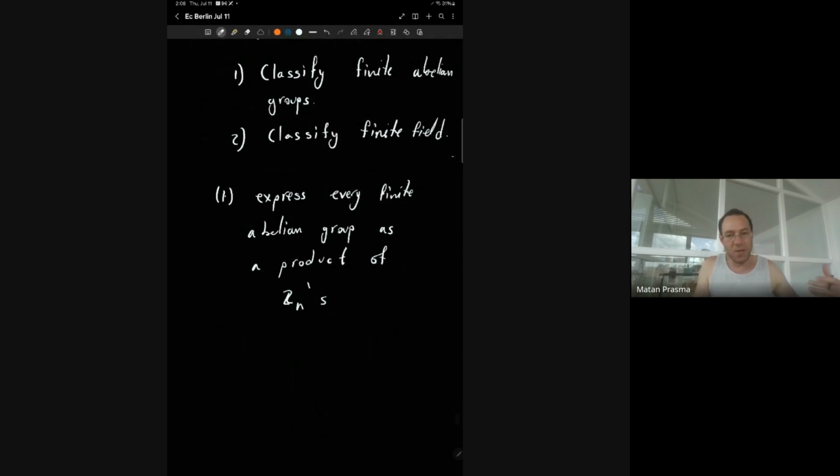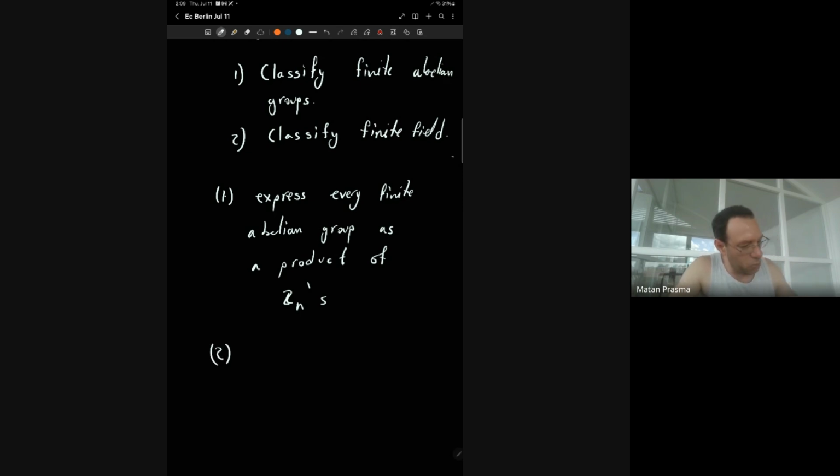I mean, because integers modulo n we understand very well. It's clock arithmetic and so on. A product of integers modulo n, okay, it could be a bit more complicated, but it is still manageable. And it turns out that every finite abelian group is a product of these integers modulo n up to isomorphism. Isomorphism is another notion that we will discuss that tells you when two groups are essentially the same. They are not the same on the nose, but from the point of view of a computer, they will be the same.